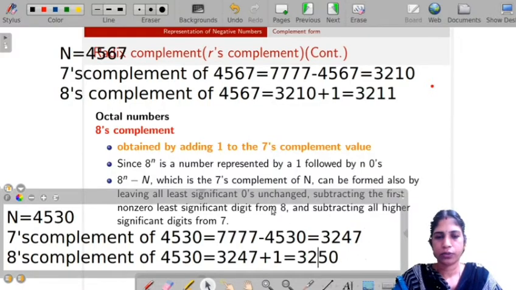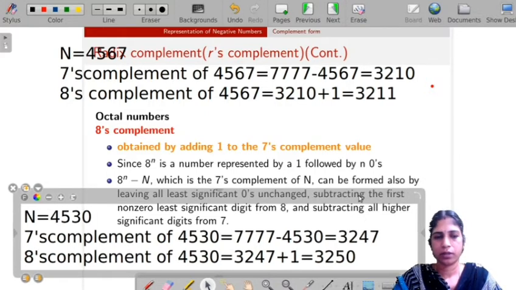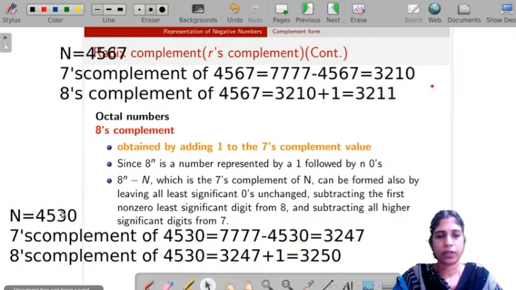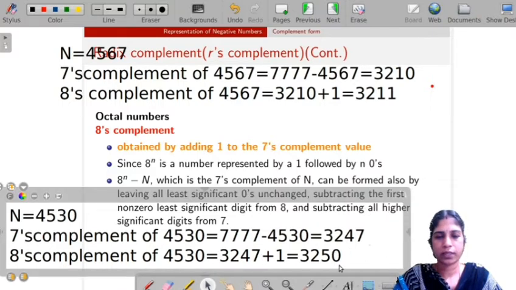So that means in the first method we find out the 7's complement and add 1 to the 7's complement. In the second method, we scan from the least significant digit for a non-zero number. Here the least significant digit is 0, so the next non-zero digit is 3. So 0 as such, then the first non-zero digit 3 is subtracted from 8. 8 minus 3, 5. All other higher digits are subtracted from 7. 7 minus 5, 2. 7 minus 4, 3. 3250.